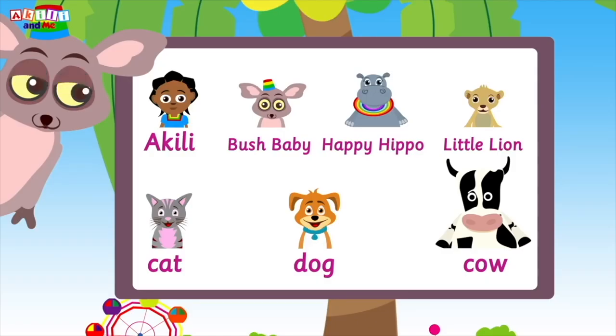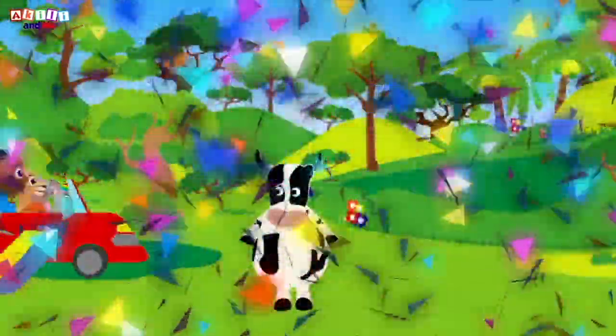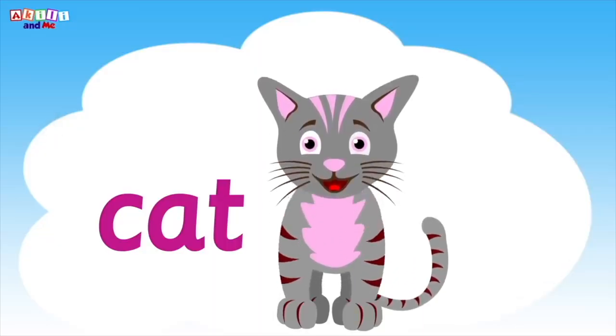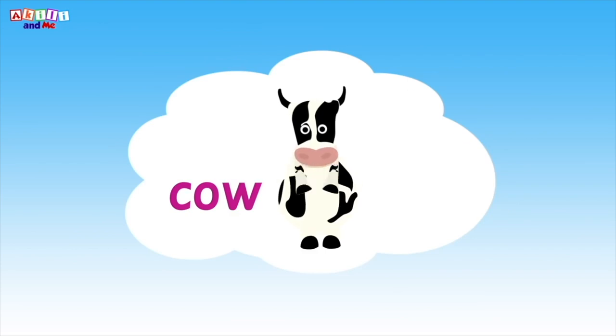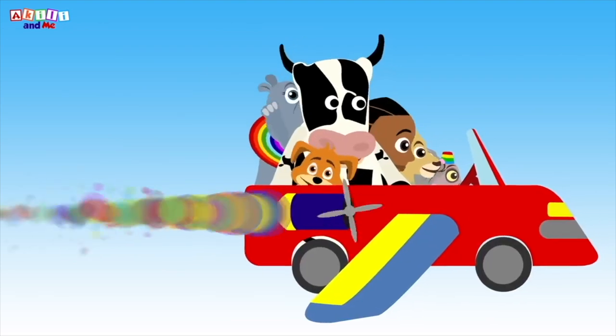To the party. Say his name loud and clear. Cow! We are going to a party with a cat. We are going to a party with a dog. Who is that? Cow! We are going to a party with a cat. Dog.